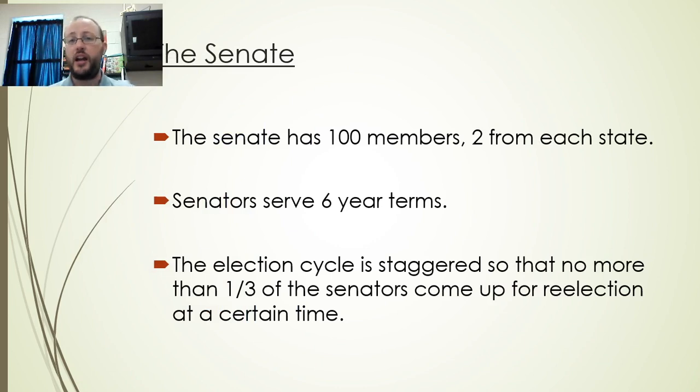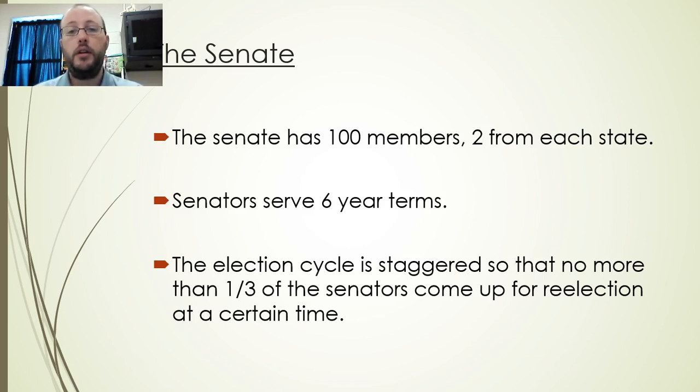The election cycle is staggered, though, where no more than a third of the senators come up for re-election at a time. So what happens is we have 100 members of the Senate, 2 from each state. They serve for 6 years. But it's not that in 6 years everybody's getting reelected. Out of 6 years, every 2 years we have another senatorial election.